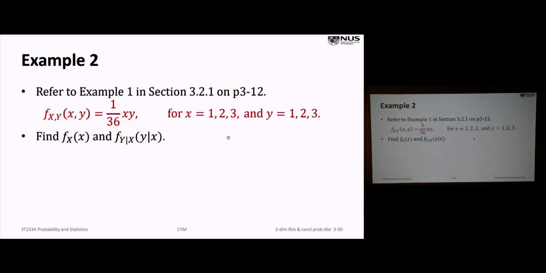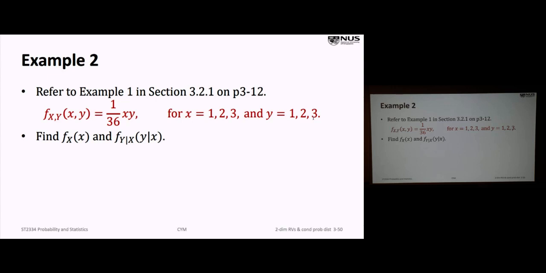Now we refer to example 1 of section 3.2.1 in chapter 3. That is basically example 1 which we saw yesterday at the end of the lecture: the joint probability mass function for a pair of discrete random variables x and y is 1 over 36 times x y, where x can be 1, 2, or 3, and y can be 1, 2, 3. What we want to do in this example is compute the marginal probability mass function of x and the conditional probability mass function of y given x.